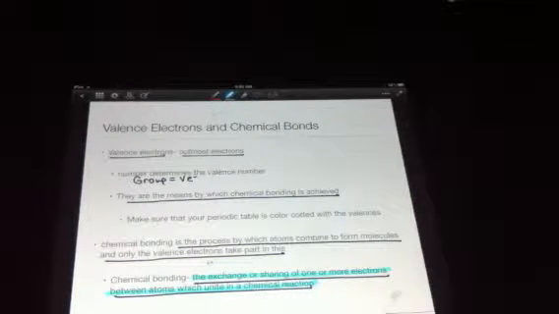Valence electrons are the means by which a chemical bond can be achieved. Chemical bonding is a process by which atoms combine to form molecules, and only the valence electrons take part in this. So only the outside ones, not the ones shielded on the inside. Chemical bonding is the exchange or sharing of one or more electrons between atoms which unite in a chemical reaction.